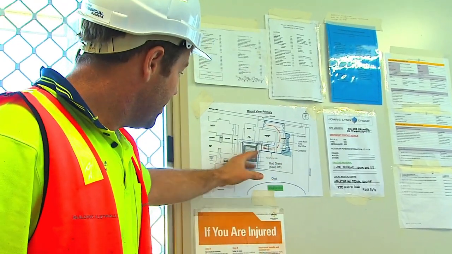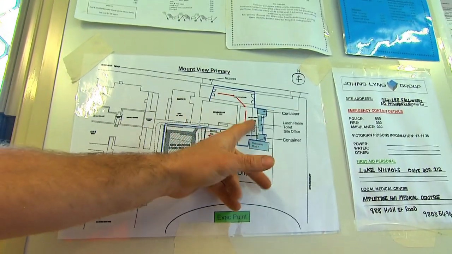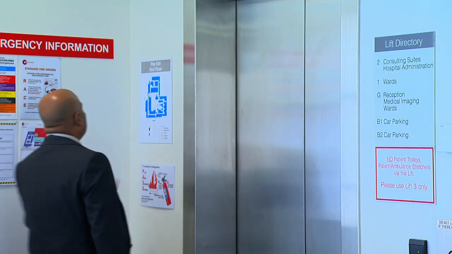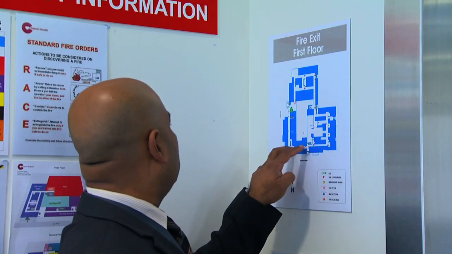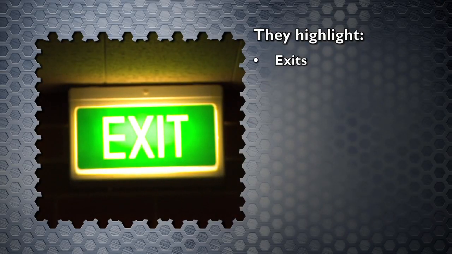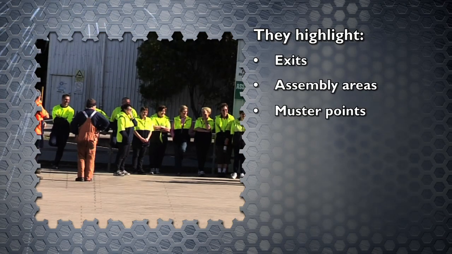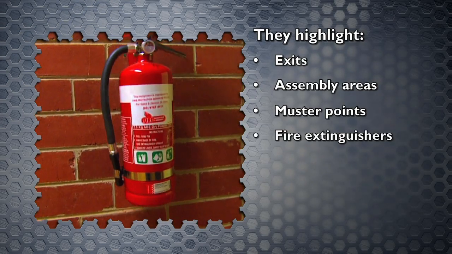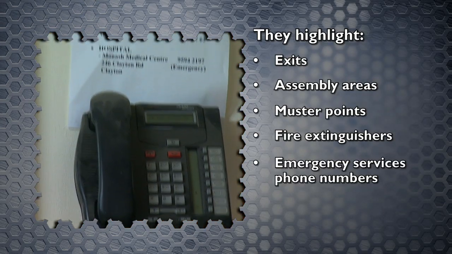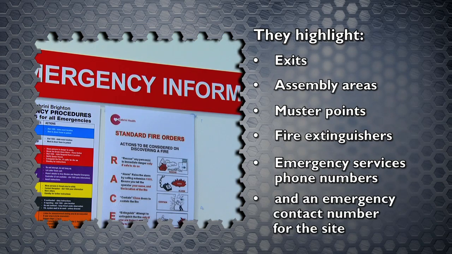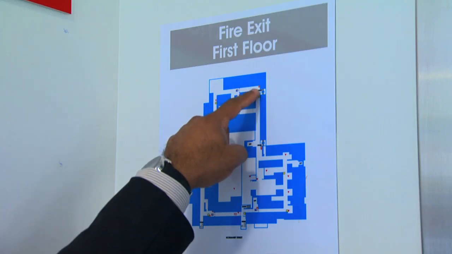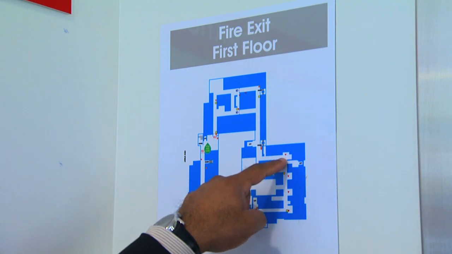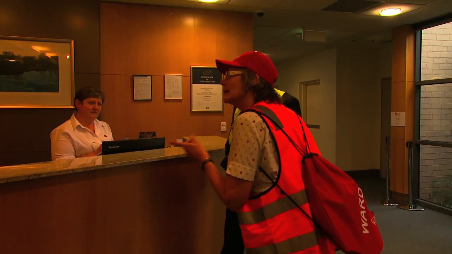Site emergency evacuation plans are posted in several places around the premises. These contain vital information for workers and visitors. They highlight exits, assembly areas, muster points, the location of fire extinguishers, emergency services phone numbers, and an emergency contact number for the site. Make sure you familiarize yourself with these plans so you can act calmly and confidently if an emergency occurs. If in doubt, ask someone in your immediate area.